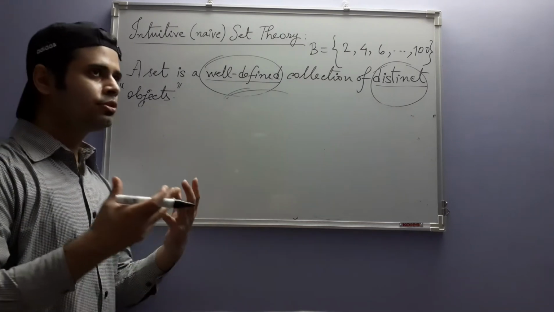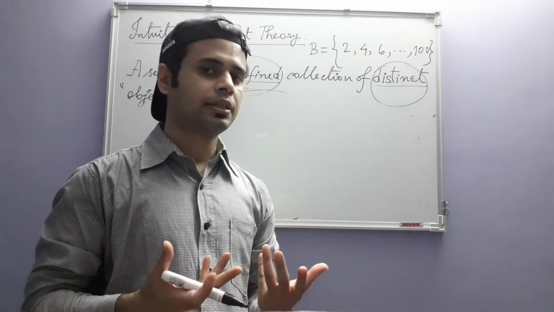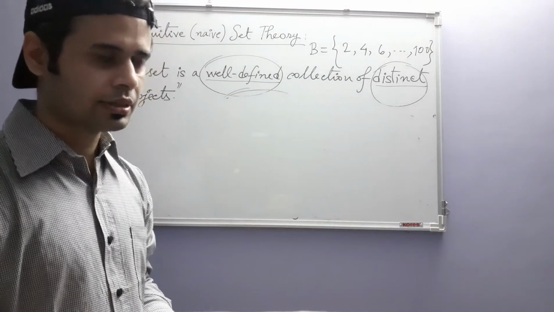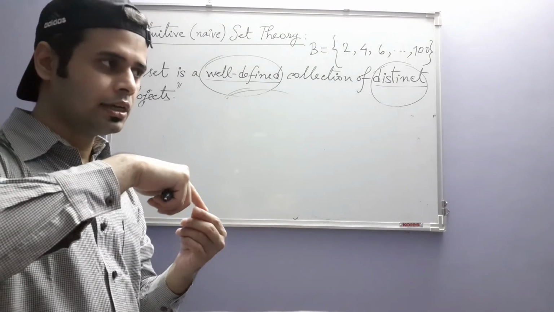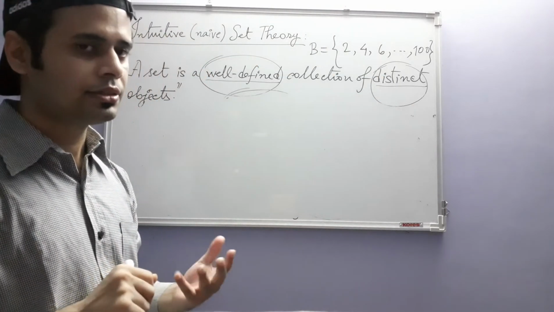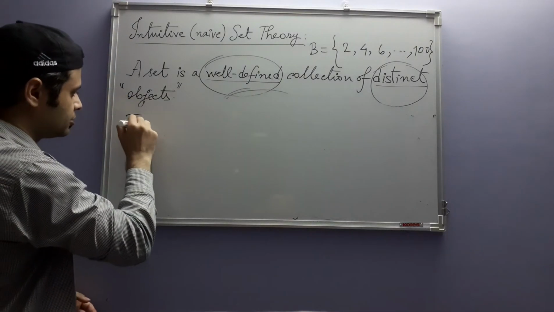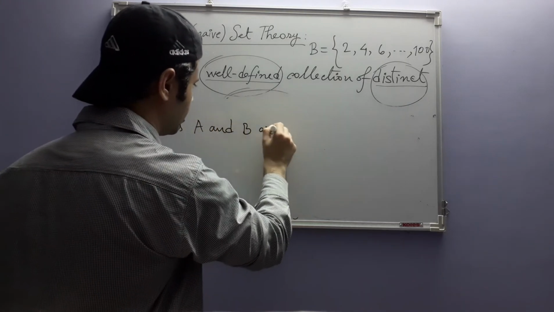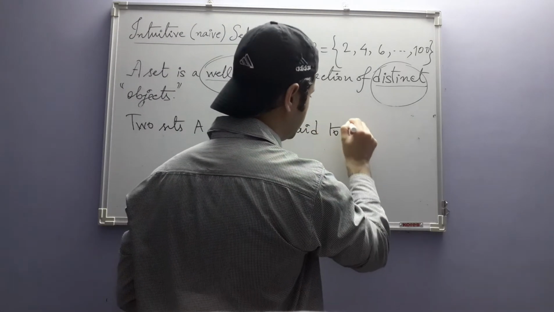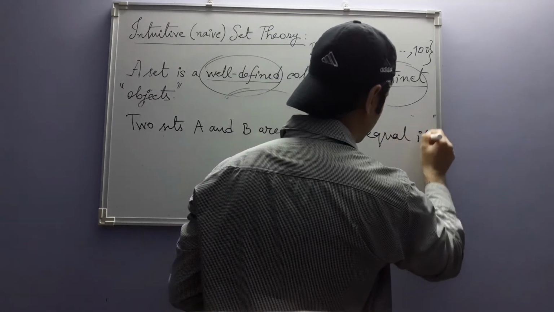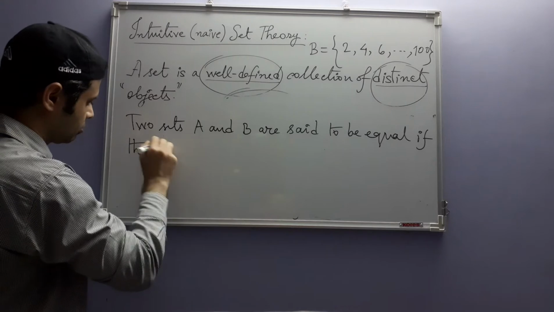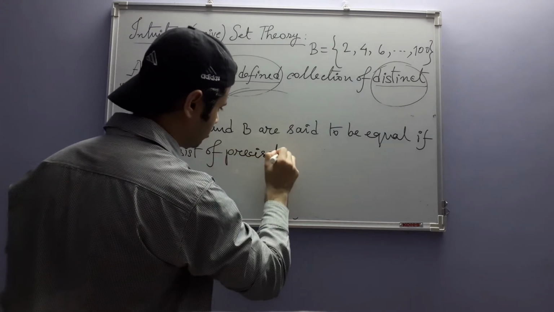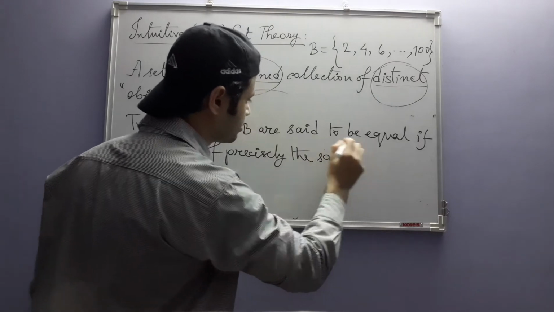Now, if two sets are given, when do you say that they are equal? Obviously, they will be called equal if they consist of the same elements. That is, any element which is in one of them is in the other also, and vice versa. That is equality of sets. So, two sets A and B are said to be equal if they consist of precisely the same elements.